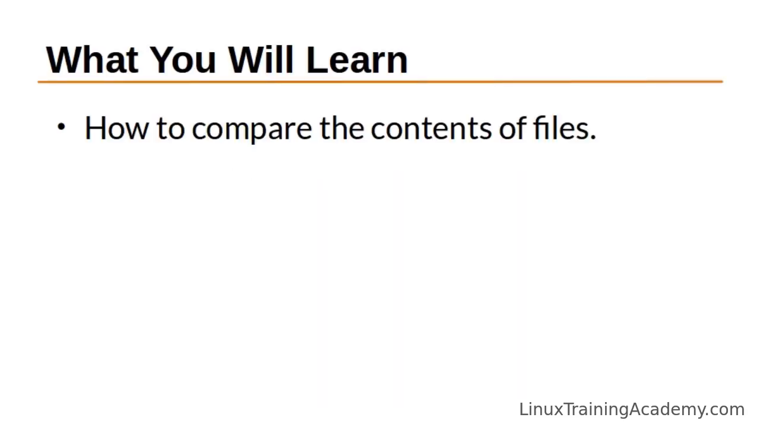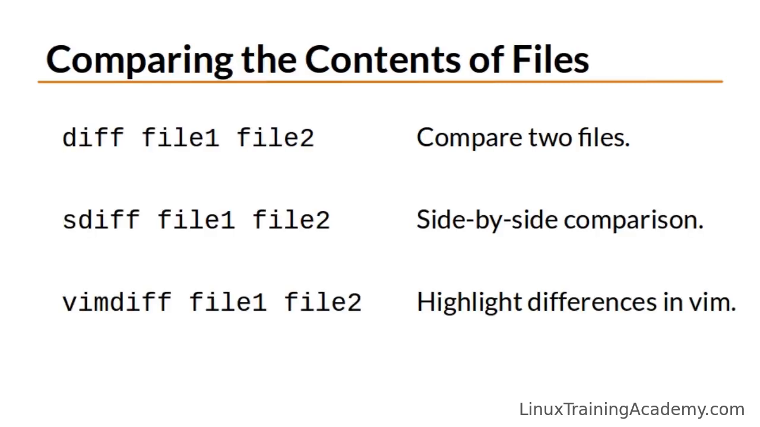This lesson will cover how to compare the contents of files. If you want to compare two files and display the differences, you can use the diff command, the sdiff command, or vimdiff. The diff command will display the differences between two files, while the sdiff command will display the differences with file 1 on the left and file 2 on the right. vimdiff will use the vim editor to display the differences between two files.